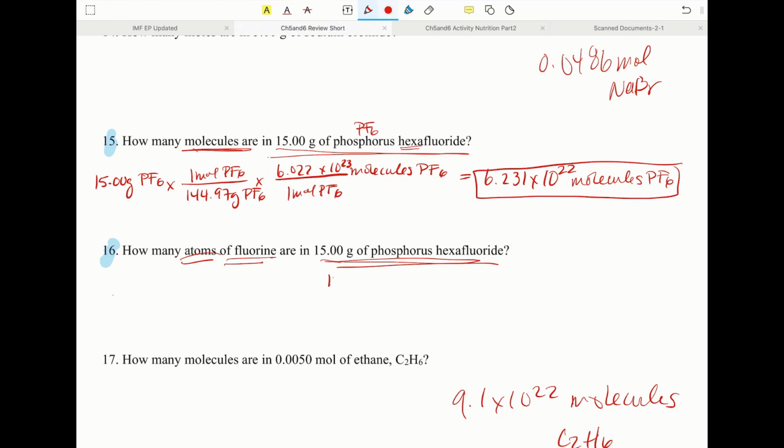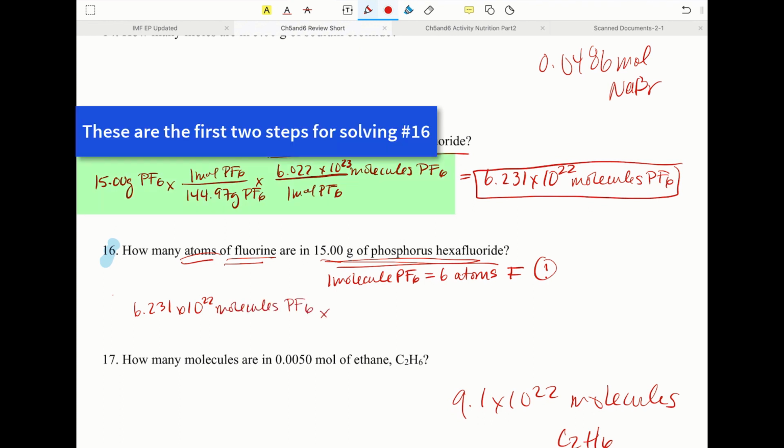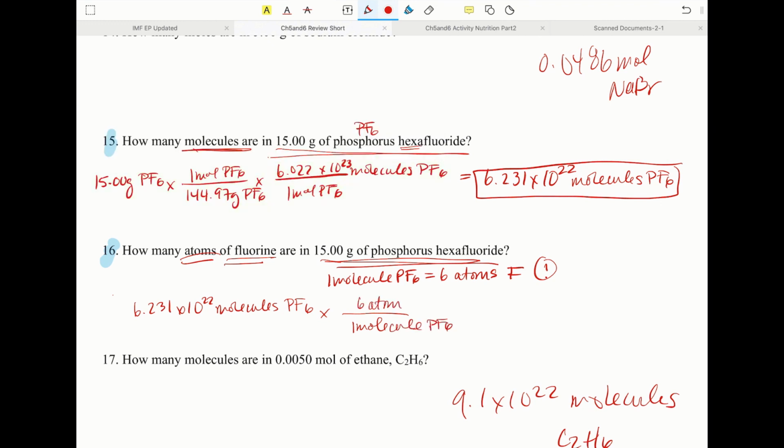So what I decided to do was start from our molecules and figure out how to break down my molecule. I know that 1 molecule of PF6 is equal to 6 atoms of fluorine, right? That is a particle relationship based on the formula. So once I've figured out the molecules of PF6 present in 15 grams, which is the work we did in number 15, right? Then I can take my molecules of PF6 and incorporate that last conversion factor, which is going to take us from molecules to atoms.